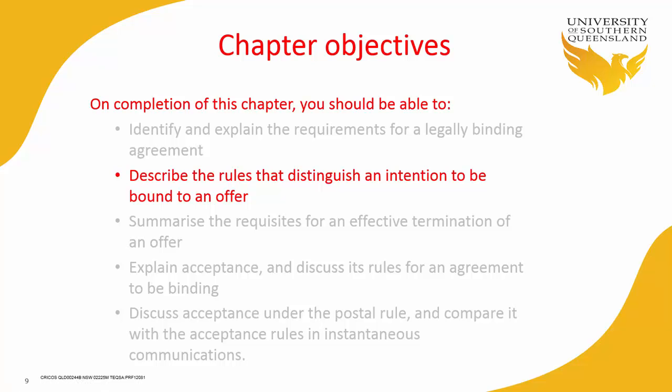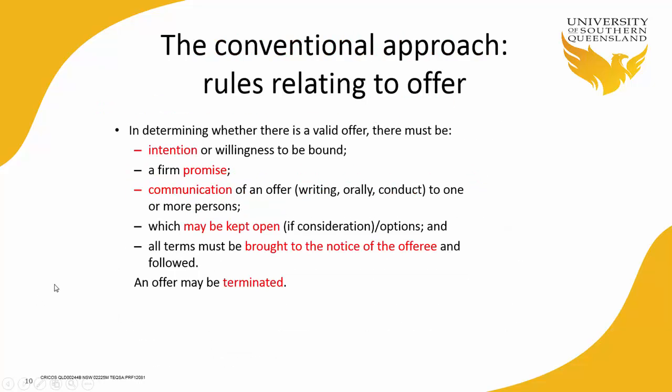Alright, let's move on then to our second objective that asks us to describe the rules that distinguish an intention to be bound from an offer. So this is basically what we refer to as the rules of offer that come under the traditional approach, or what's known as the convention approach, as described on page 211. Now there's an in brief box there on page 211 that gives you really all these rules in a nutshell.